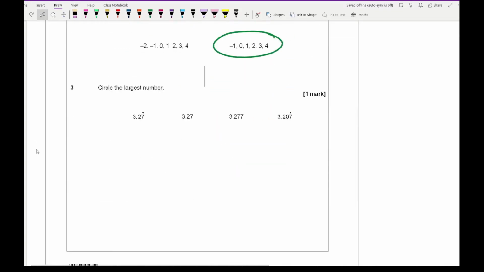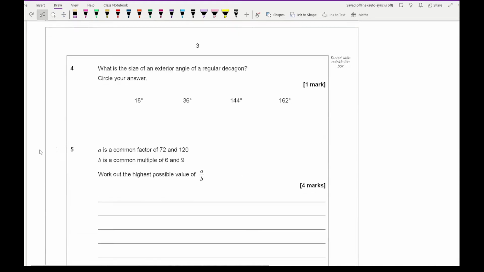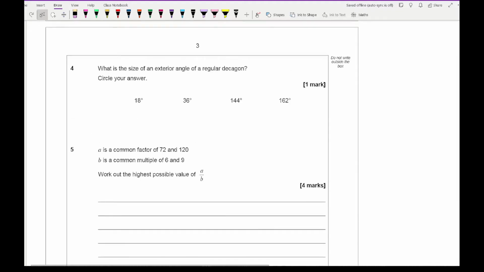The next question, question 3, says circle the largest number, and again for this we just need to make sure all the numbers have the same number of decimal points, but the correct answer you should have is our first option of 3.27 recurring. Then for question 4, it says what is the size of the exterior angle of a regular decagon. A decagon has 10 sides, so we just need to do 360 divided by the number of sides, which is 10, so that equals 36, so it's going to be our second option.